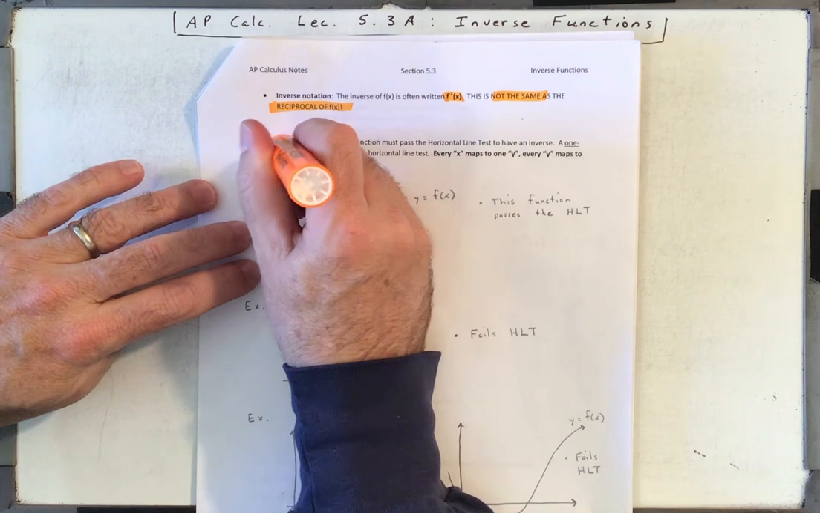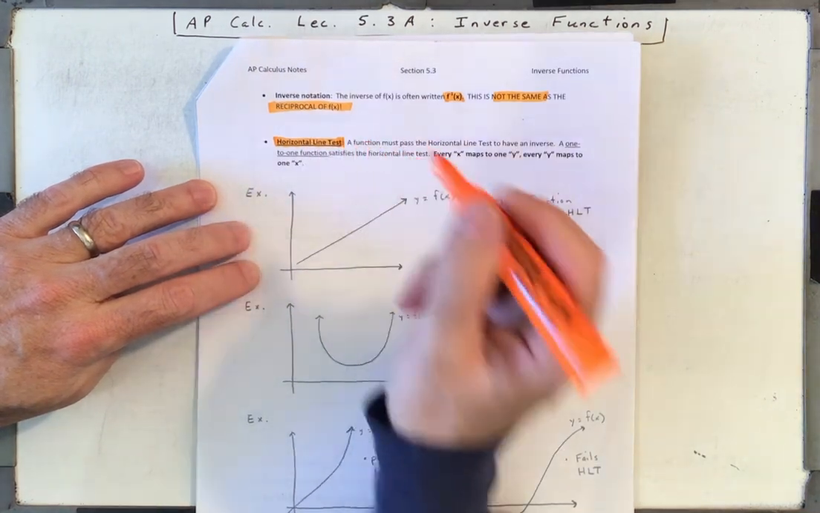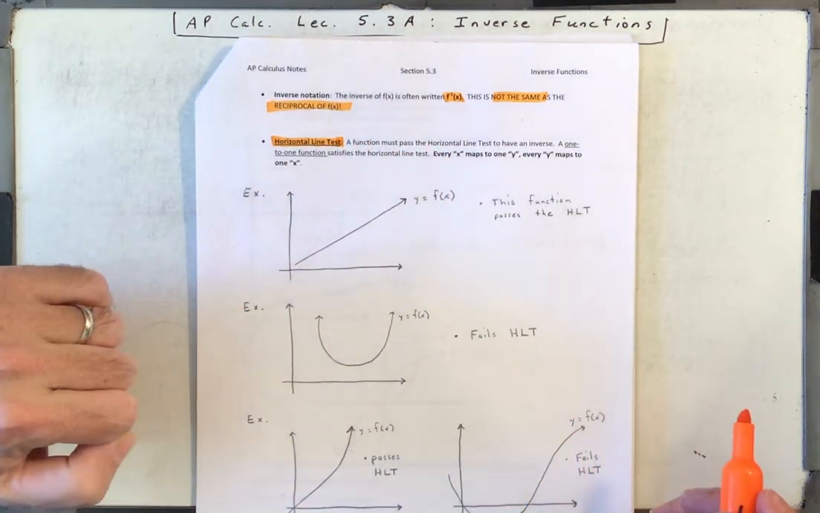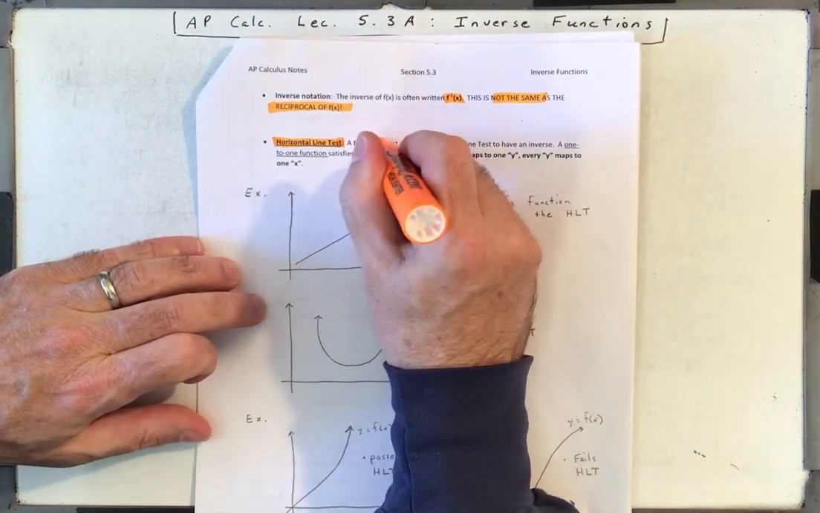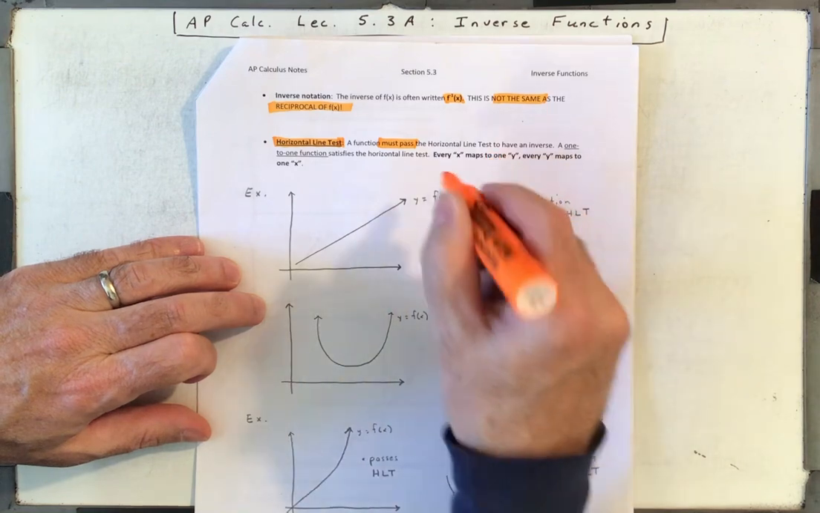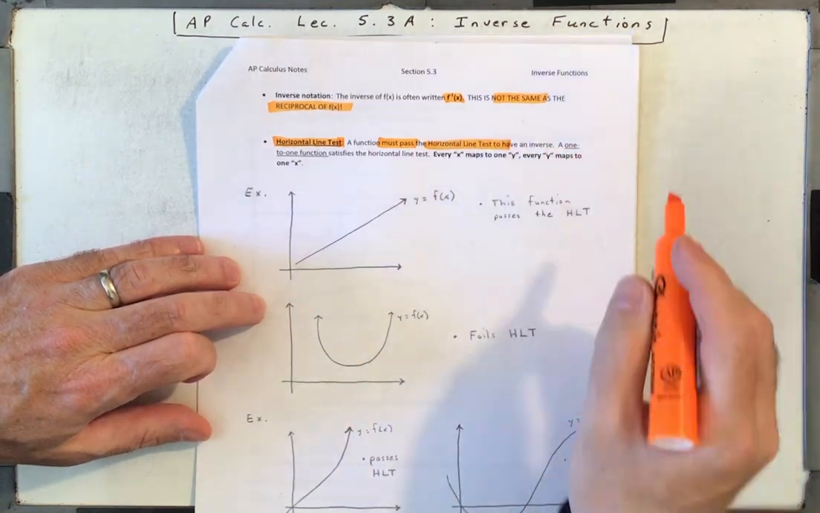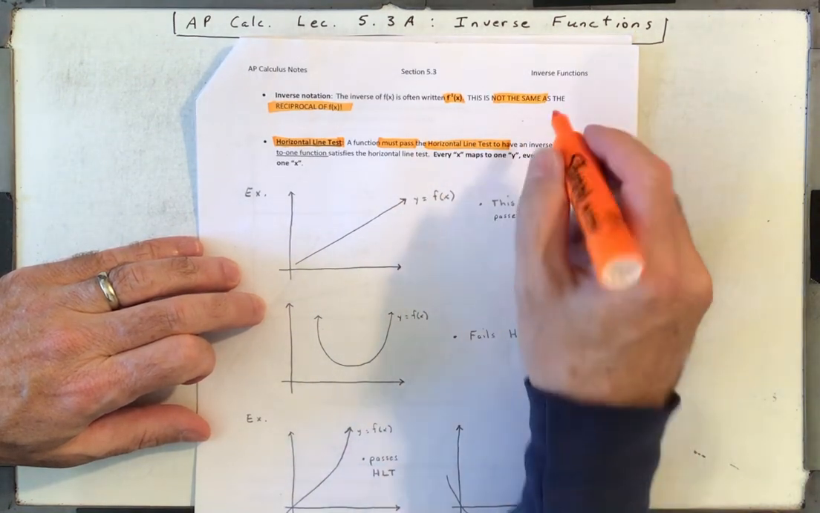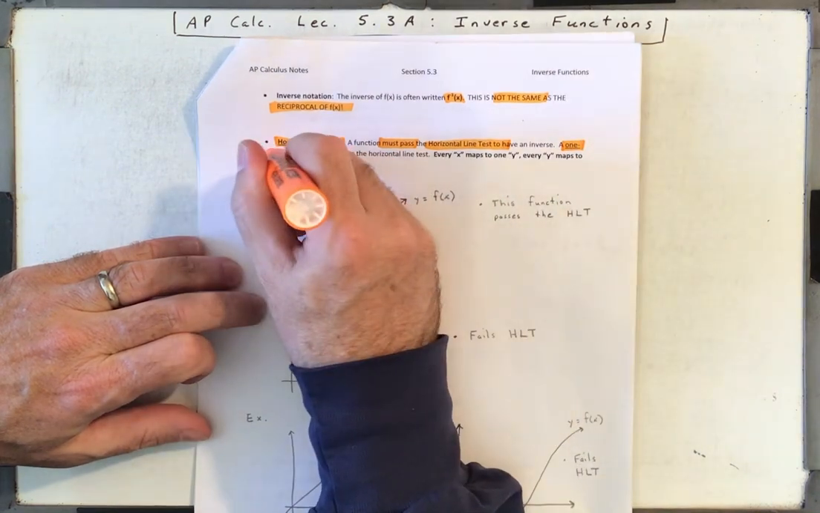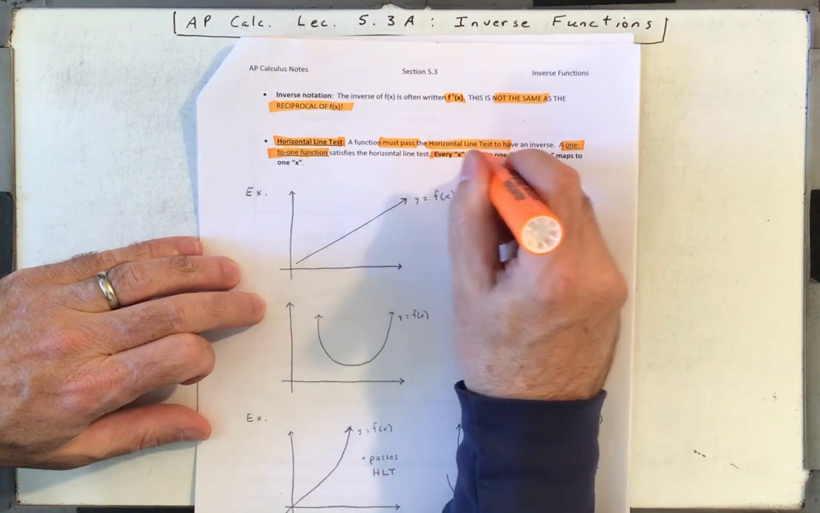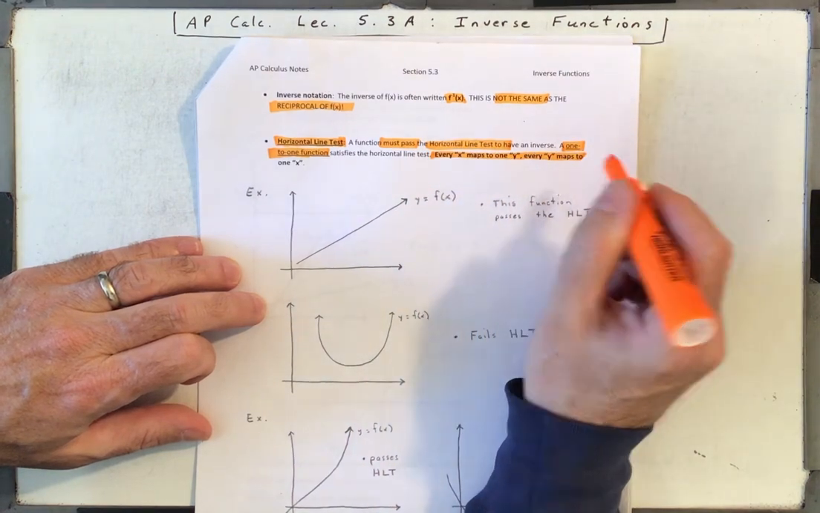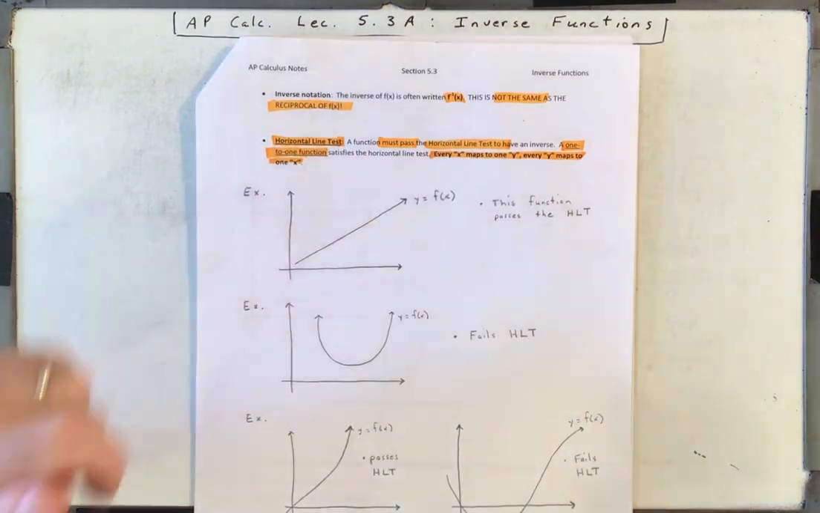So I'm going to remind you about the horizontal line test, which you learned about in both Algebra 2 and Pre-Cal. A function must pass the horizontal line test to have an inverse. We call it, if it does, a one-to-one function. So every x has one y and every y has one x. Okay, so leave space here. I'm going to draw 4 graphs.